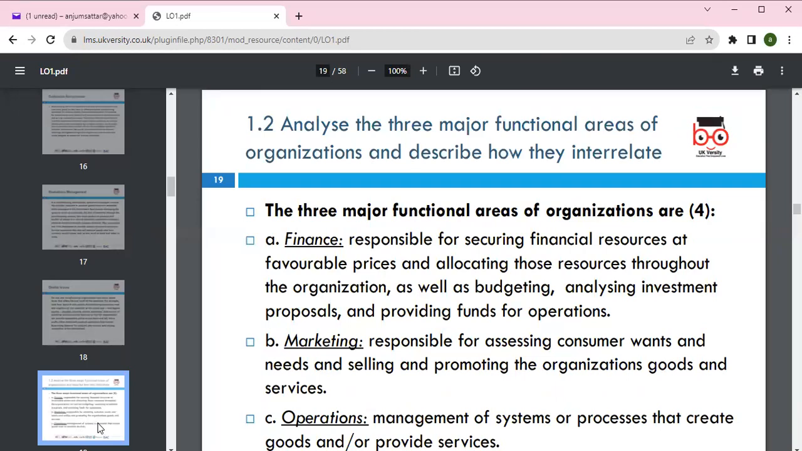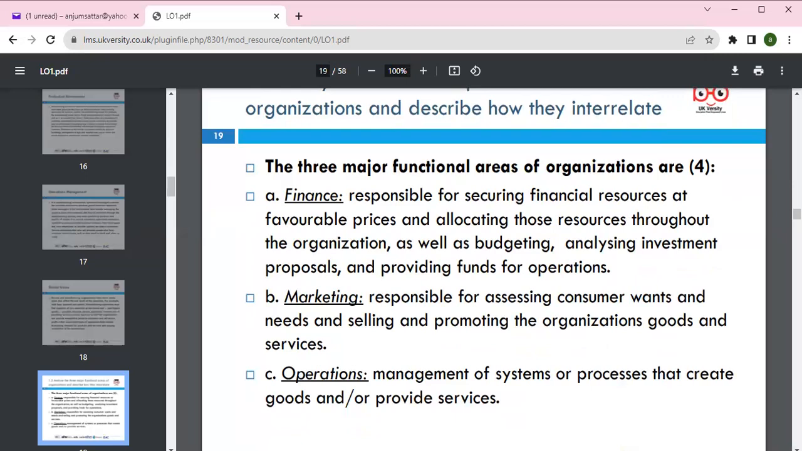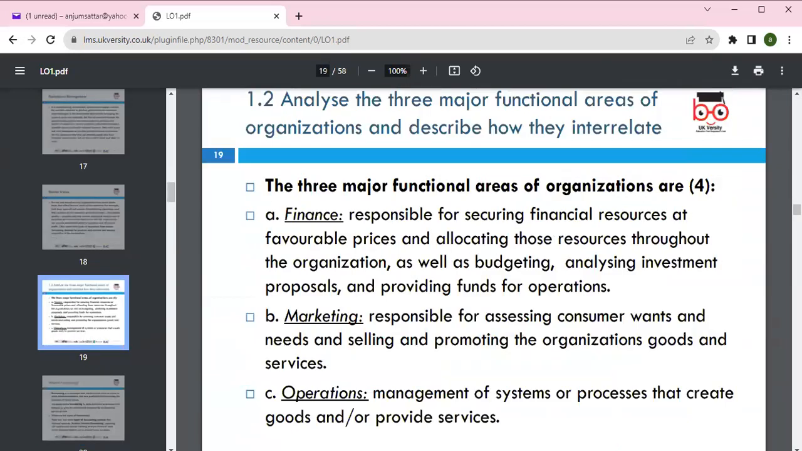Okay, then we have 1.2, where you can look around and analyze the major functional areas in our organization. As we discussed, these include finance, where we look at finance and budgeting, and marketing, where we look at product, price, promotion, and place. Marketing means satisfying customer needs and wants, really exploring and selling things. Accordingly, operations can be production and operation, which needs to be well managed.